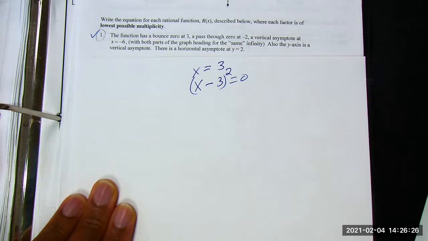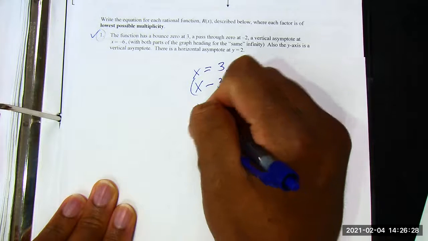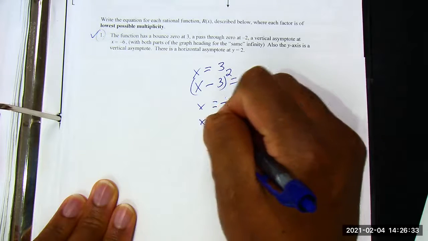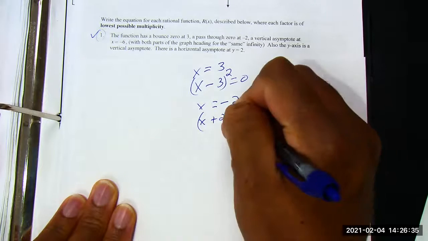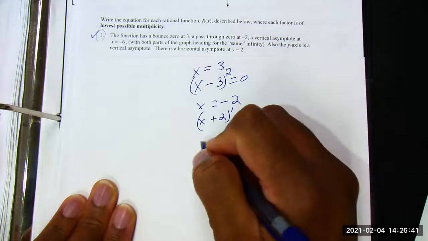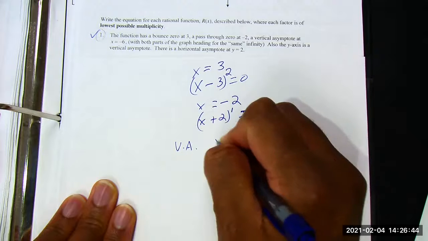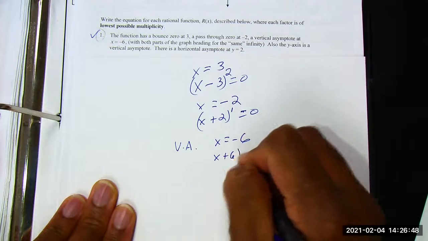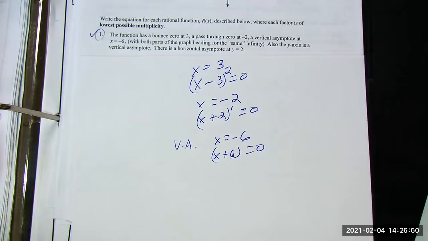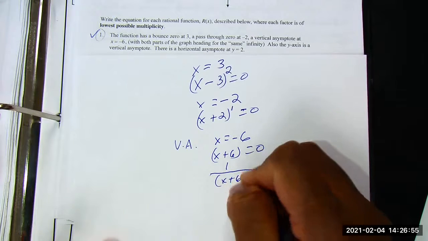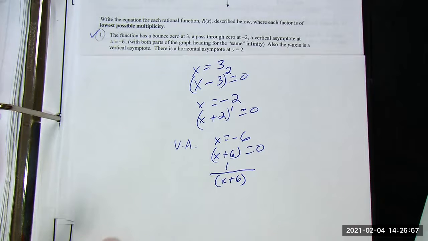So that's why I raised it to the second power instead of the fourth power. Next, a pass-through at negative 2. So x equals negative 2. X plus 2 equals 0. Pass through. So it's just raised to the first power. It's raised to an odd power. Vertical asymptote at x equals negative 6. That means it's x plus 6 equals 0. But in order to be a vertical asymptote, it has to be in the denominator. So it's going to be x plus 6 down here in the denominator.